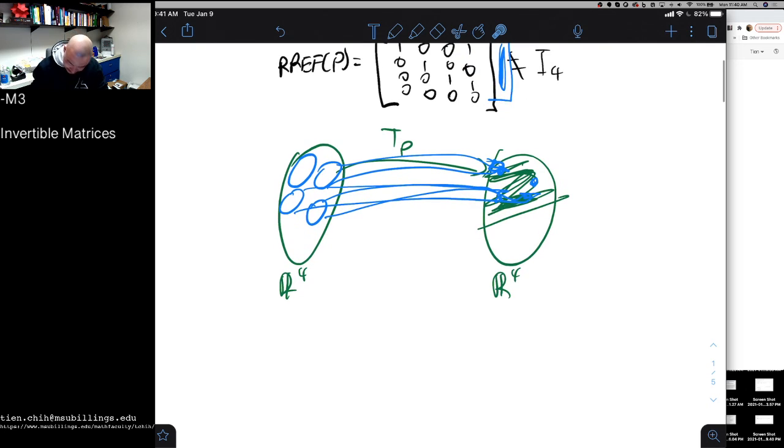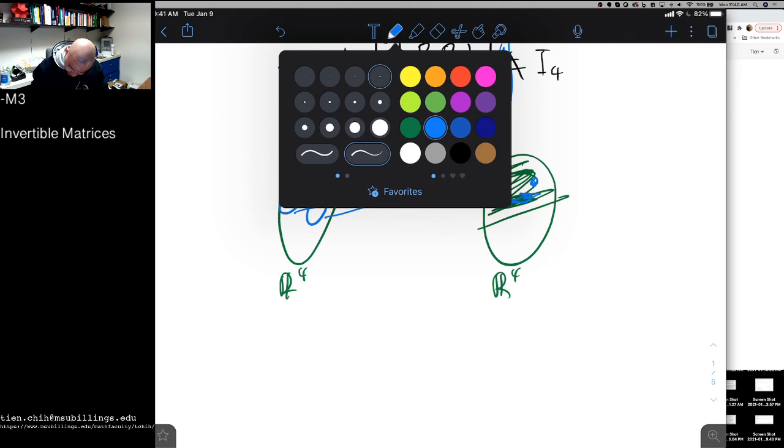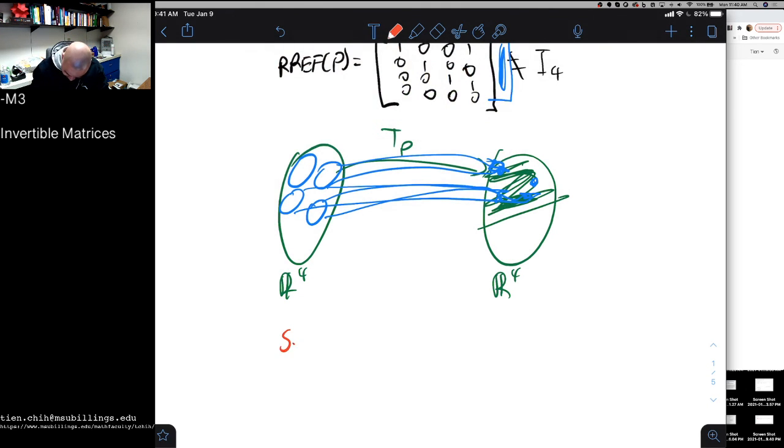So since the reduced row echelon form of P is not the identity, P is not invertible.